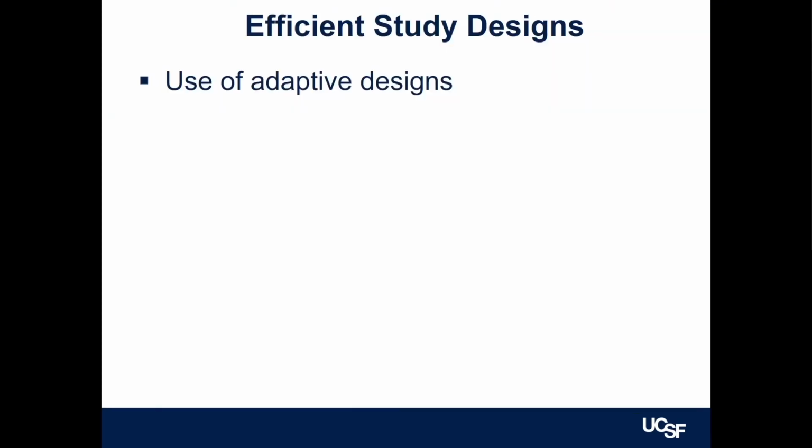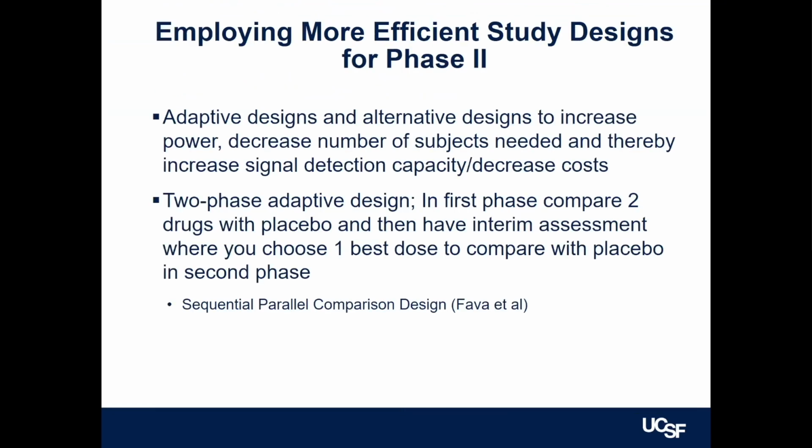I want to now move to another way to increase efficiency, and that's to use adaptive design. There's a number of designs that are out there that lots of people write about and talk about, but we don't use that often as a way to make trials more efficient, and they can be smaller. And there's a whole family of these, and I'm just going to talk about them in a very superficial way. Basically what they can allow you to do is decrease the number of subjects you need, and therefore allow you to have better signal detection versus cost ratio.